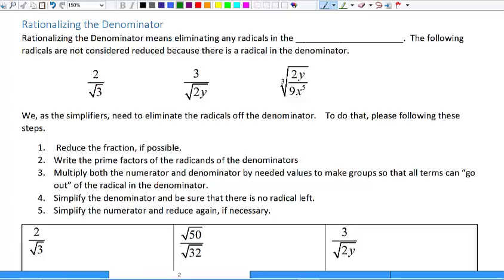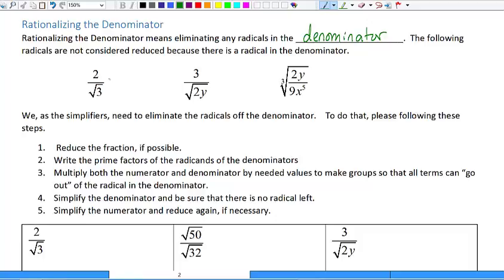The next thing we'll do is rationalize the denominator. So rationalizing the denominator means eliminating any radicals in the denominator. A really long time ago, the mathematicians all decided that the radicals should not be left in the denominator because you can't divide by something that's irrational. So what they did is they came up with a method that takes the radical and puts it in the numerator instead of the denominator, and therefore they accepted irrational numbers into the number system.